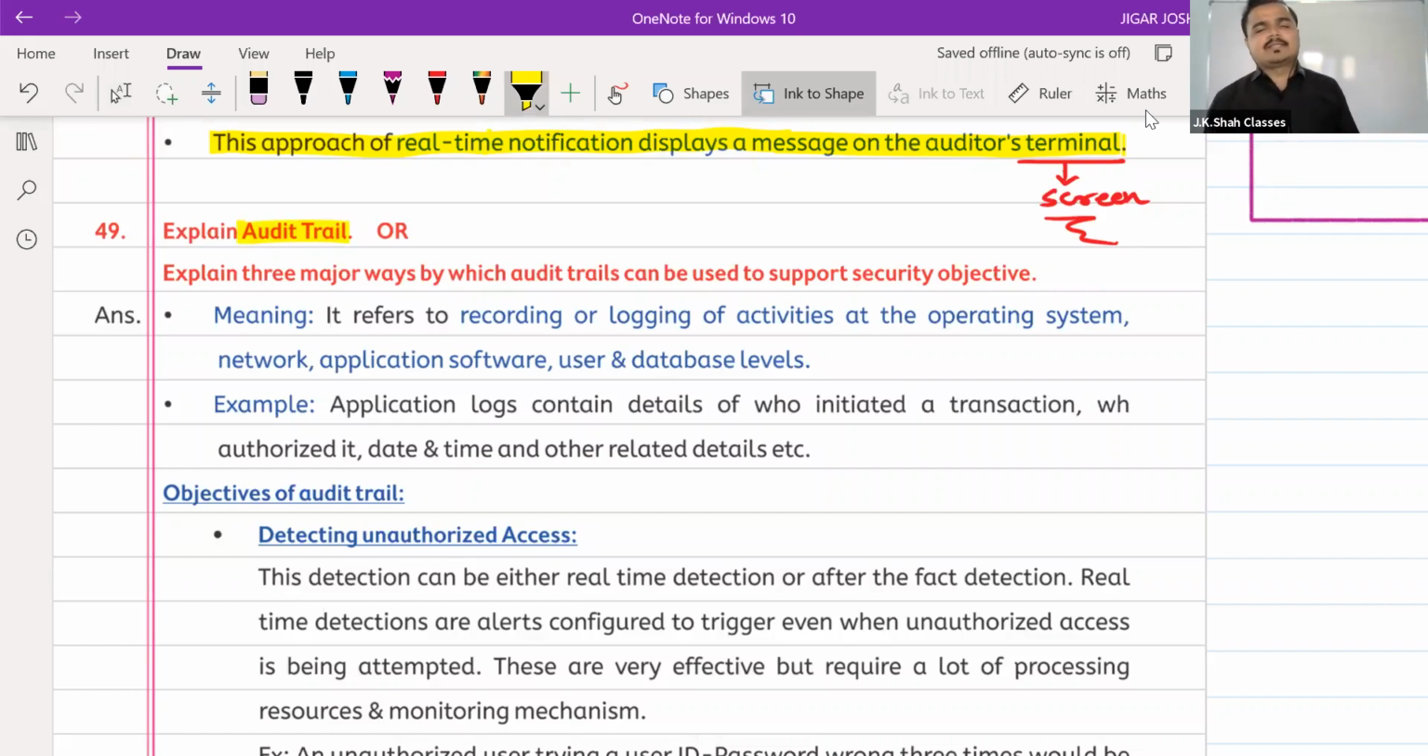Who initiated the transaction? Who recorded the transaction? Did the transaction proceed or not? From which system? At what time? In what situation? Everything. Understood? Yes, sir.